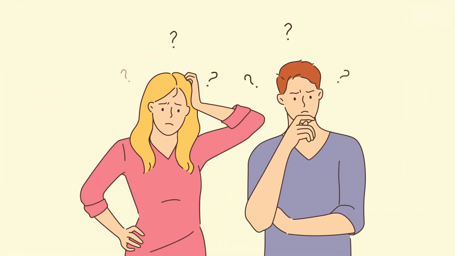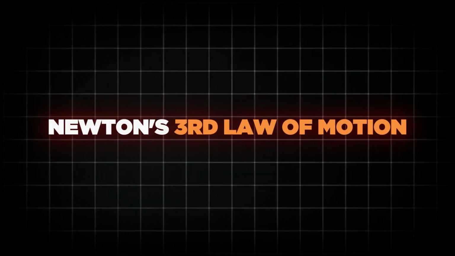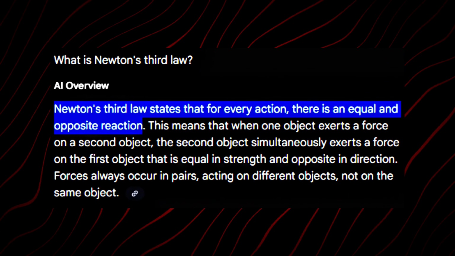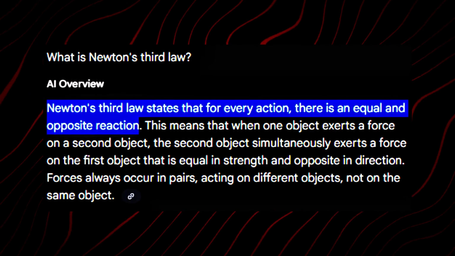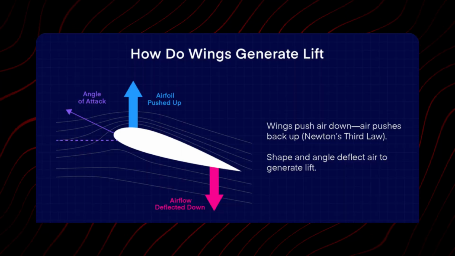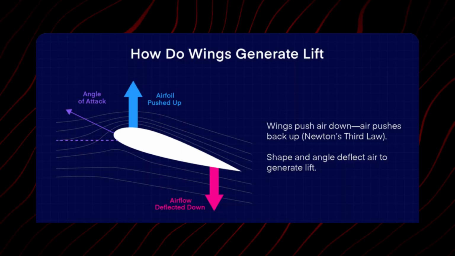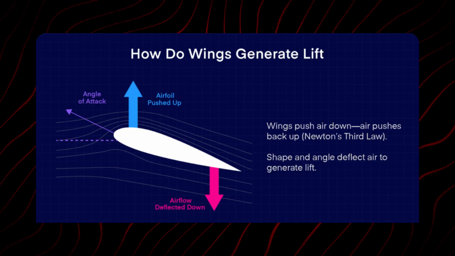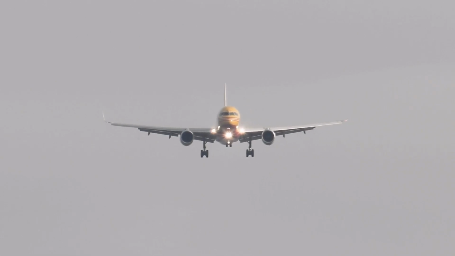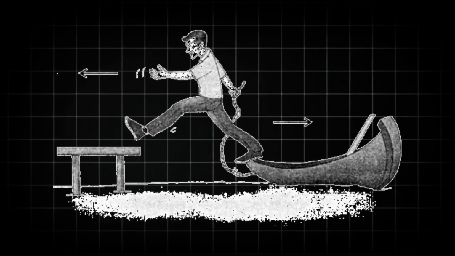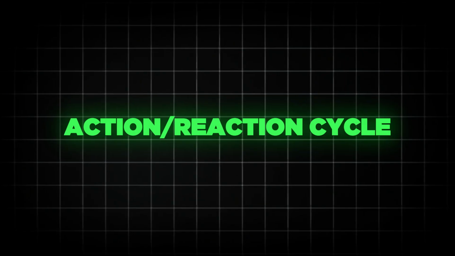But here's another piece to this story: Newton's third law of motion. Now, without getting too involved in physics, you just have to know that for every action there's an equal and opposite reaction. Simple, right? Thus, as the wing tilts slightly, you have the wing pushing air down. Therefore, in response, the air pushes the wing up, and that upward push is what keeps the plane in the sky. It's just like if you were jumping off a boat. You push down on the boat, and the boat reacts by pushing you up. It's a simple action-reaction cycle.